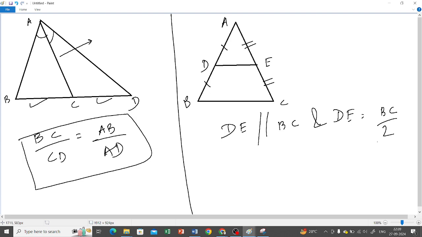You can understand this. I am teaching you those theorems which help us to find out things rather than proving things, because of course you will not be given to prove things, right? You will be given to find out things, calculate. So if D is the midpoint of AB and E is the midpoint of AC, then DE is parallel to BC and DE is equal to half of BC, remember.